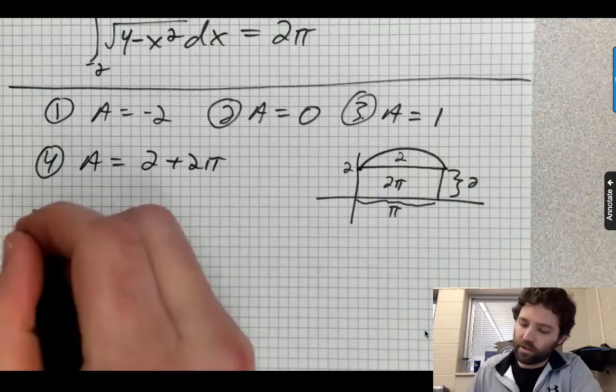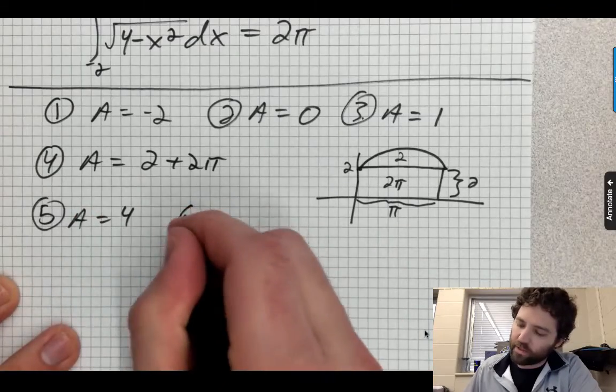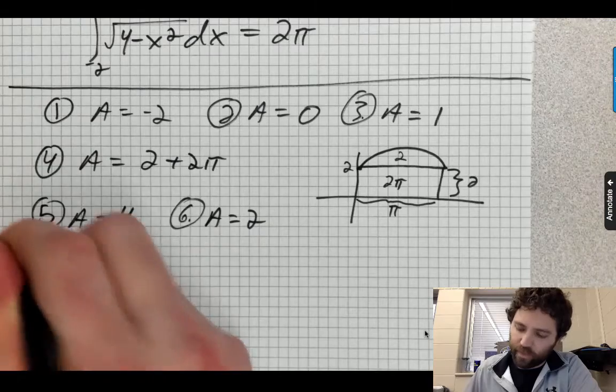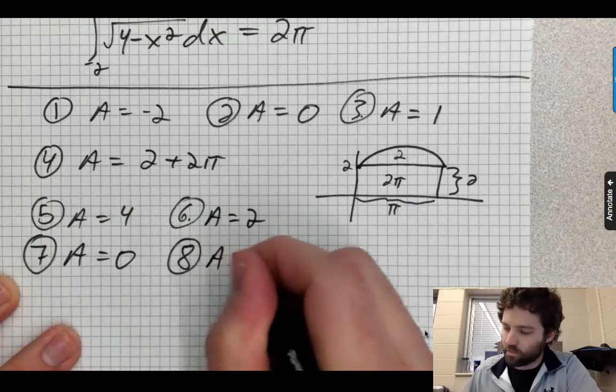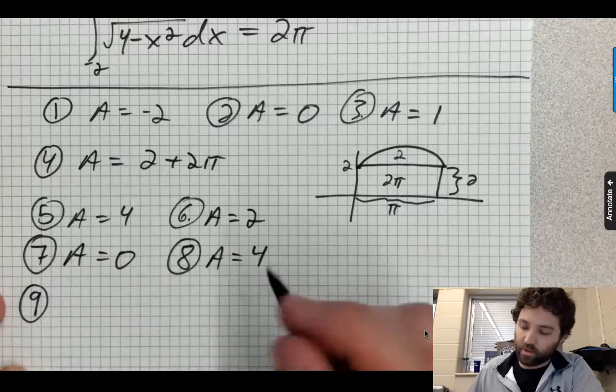All right. Number 5, A equals 4. Number 6, A equals 2. Number 7, A equals 0. Number 8, A equals 4. Number 9, A equals 0.